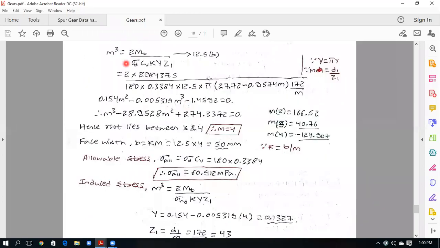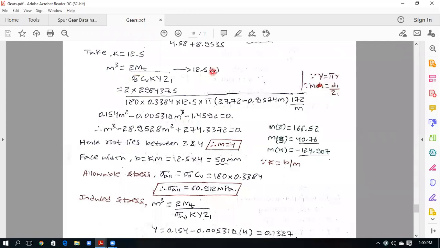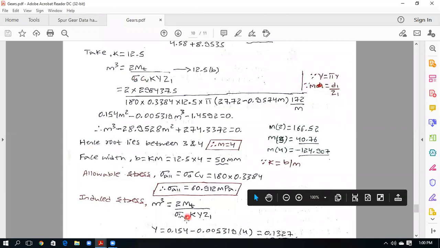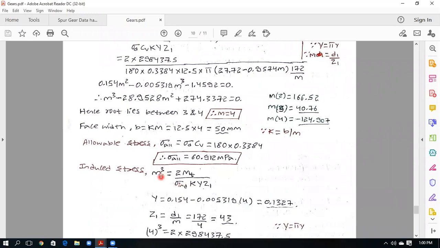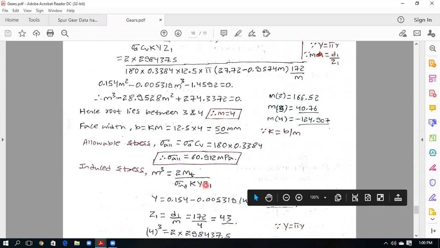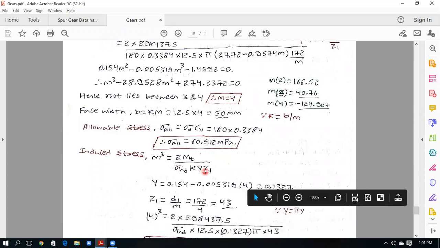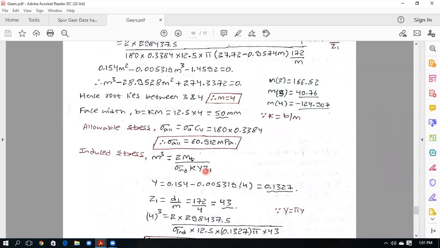You can use the same equation which you used to calculate the module, but instead of sigma d into Cv, you need to replace it with the induced stress. Sigma d into Cv, this is how you can remember this formula. It is not there in your data book. Replace that with sigma induced. Substitute the module and similarly the value of Y, and as T1 is calculated already, and now you have calculated the module.